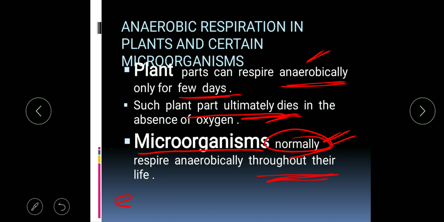In this chapter, we will see that certain germinating seeds are also performing anaerobic respiration.